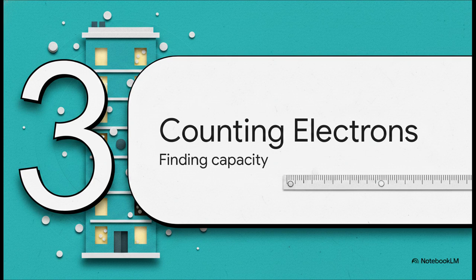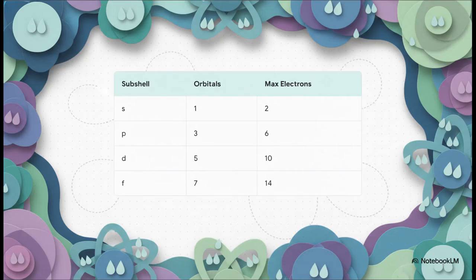Which brings us to part 3, counting the electrons. Take a look at the progression of orbitals across our subshells here. It goes 1, 3, 5, 7. Notice anything? It's literally just the odd numbers.